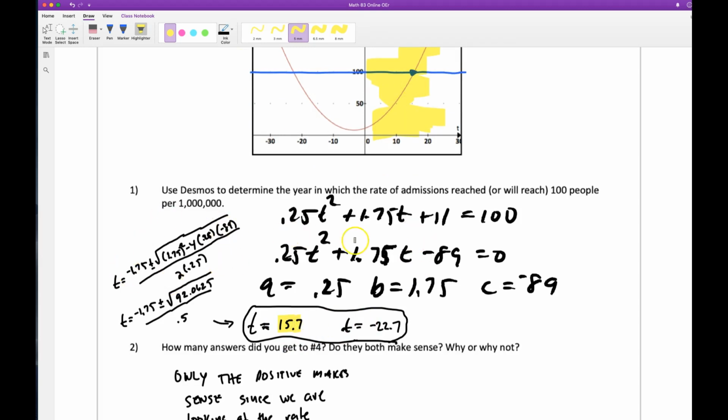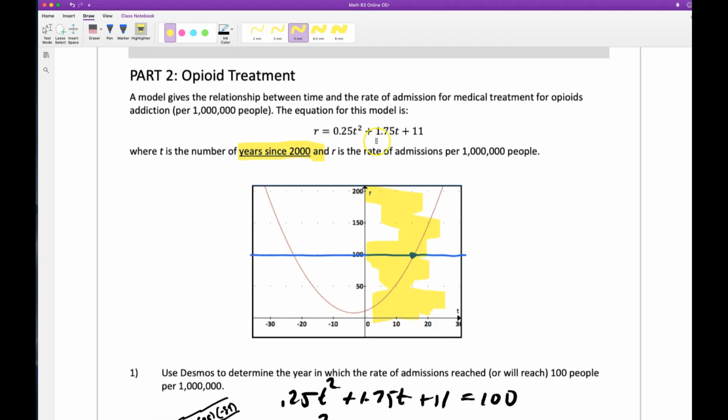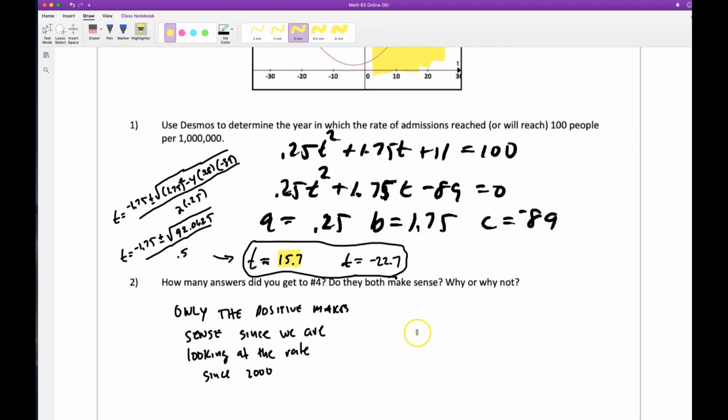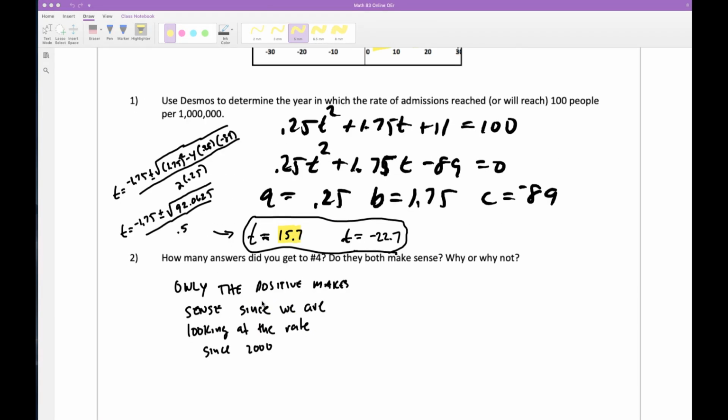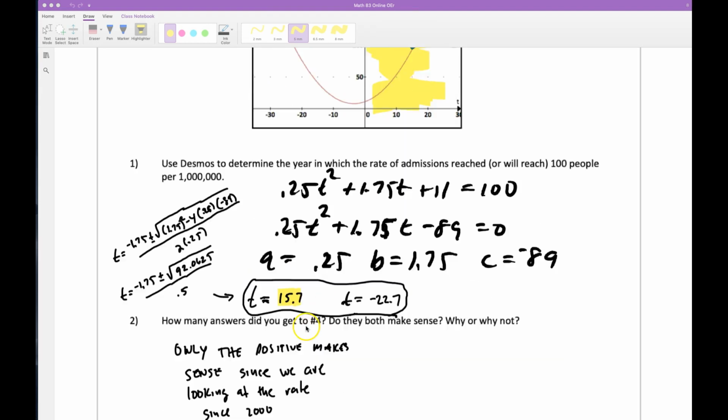You would get it through the quadratic formula, A, B, and C, or, once you have that in there, you can use Desmos to determine that, which I'll show you in another problem too, how to do that. And then how many answers did you get? Of course, 2 answers, but we're only using 1. So we left off here, with the 2 solutions, but only one being used.